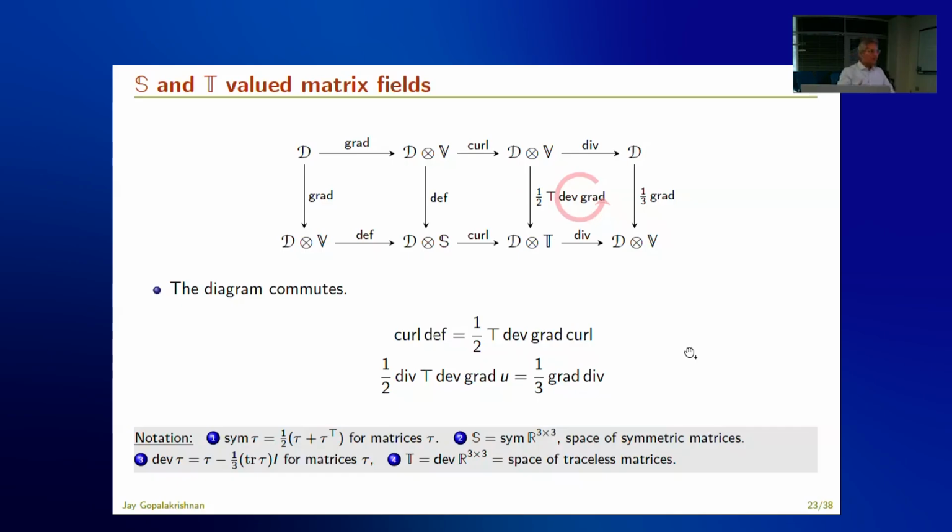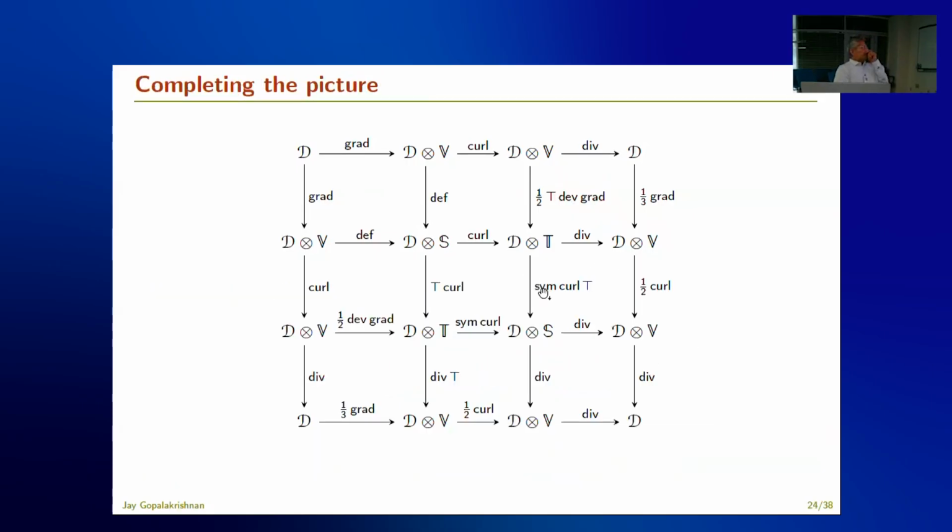Okay, now I'm going to complete this into a bigger picture. I'm going to put this row as a column here, and you'll see a 2-dimensional picture where new things appear on this corner. Here's the complete picture. But again, we're restricting everything to smooth vector fields and smooth matrix fields.